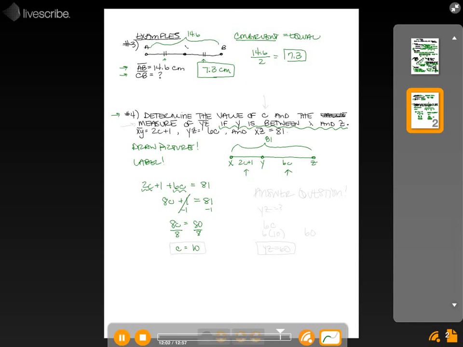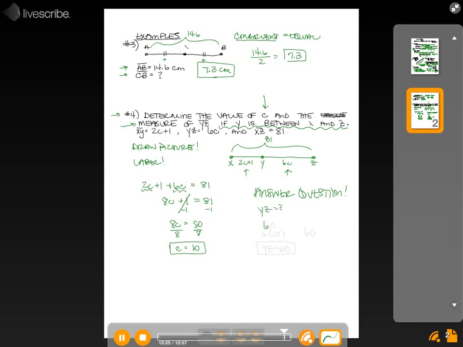Now, do not stop here, because if we go back to the problem, it says determine the value of c and the measure of yz. So we've only found half of our answer. Okay, make sure you answer the question. All right, we need to know what yz is.